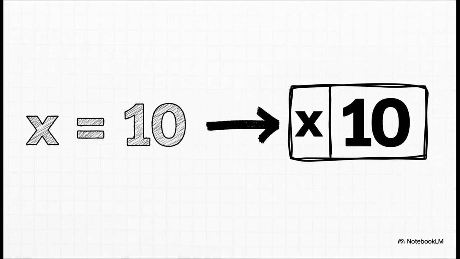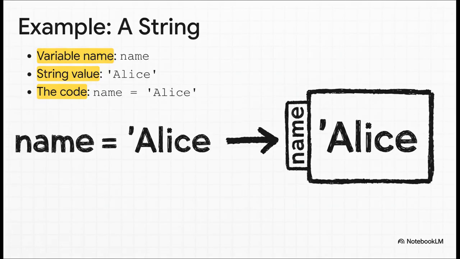So let's look at a real example. Say we want to create a variable, and we'll call it x, and we want to put the number 10 inside it. The code is exactly what you see, x = 10. Boom! We've just made a box, labeled it x, and dropped the number 10 inside. And guess what? It's the exact same pattern for a string. We want a variable called name to hold the text Alice. What's the code? You guessed it. name = "Alice". See that pattern? name = data. That is the absolute core of it.